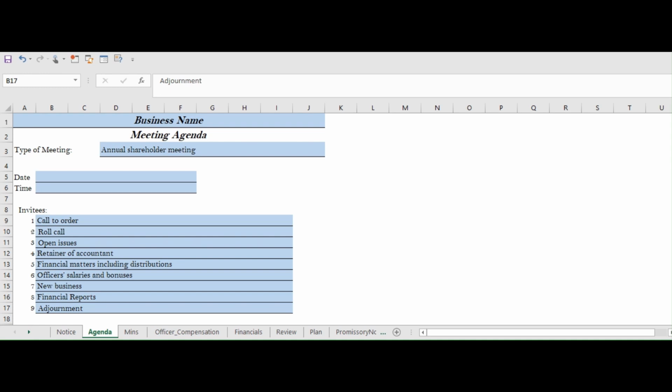It's important to review your accountant every year because if they're not working on your behalf, maybe it's time for you to look for somebody else. Financial matters, including distributions. Where are you? Where were you in the past? And we'll talk more about that very soon. How you determine officer salaries and bonuses. Any new business. Talk about the financial reports. And then once you're done with that, you can adjourn the meeting.